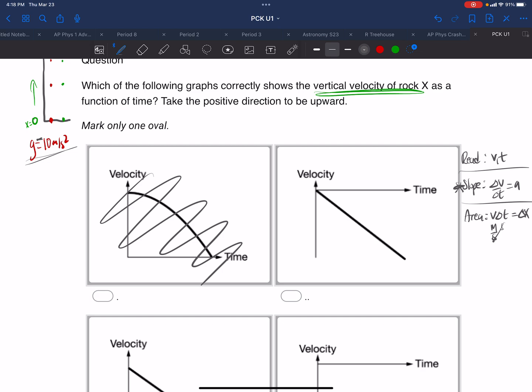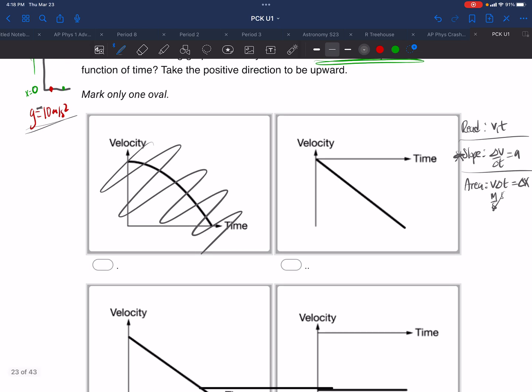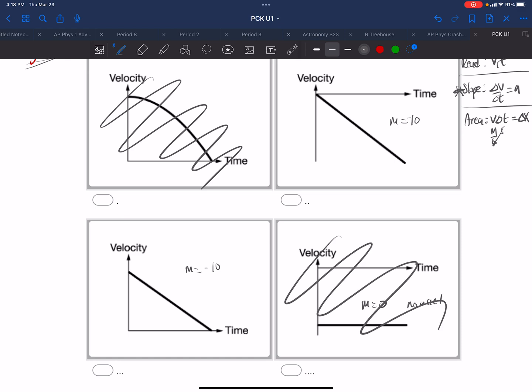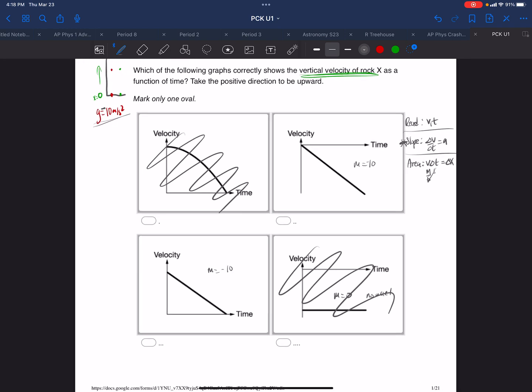This choice is a slope of minus 10, which is consistent. The third choice looks like it could support a slope of minus 10. And this last one shows a slope equal to 0, which means there is no acceleration. So that takes that one off the table right away. So now we're distinguishing between choices 2 and 3, and the clear difference is the y-intercept.